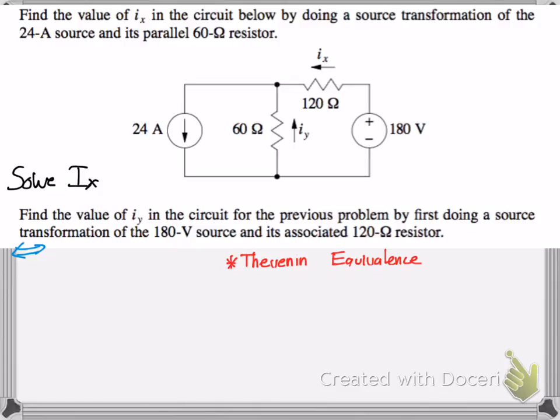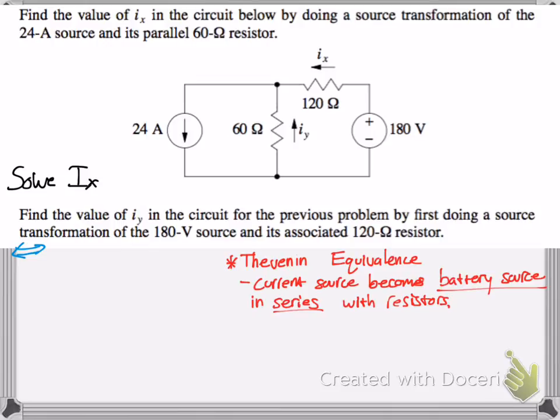So a Thevenin equivalence exchange, pretty much what you do is you take a current source and it becomes a battery source if you put it in series with the resistors. So I'll show you what that looks like in the circuit here. So we took that 24 amps and we made it a battery source.